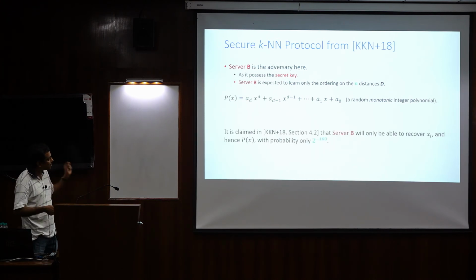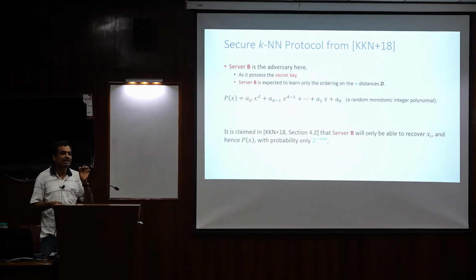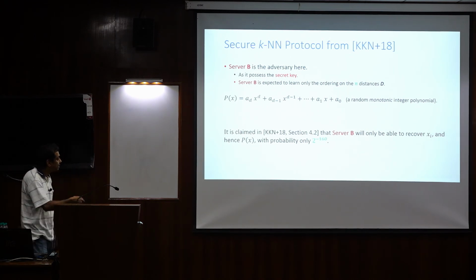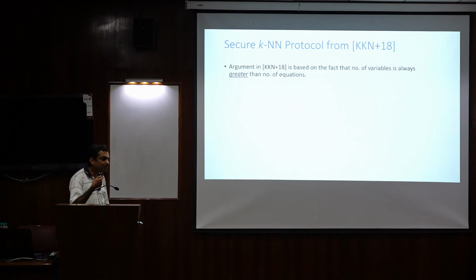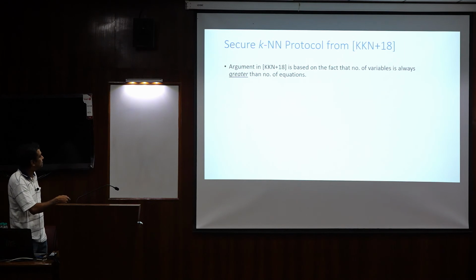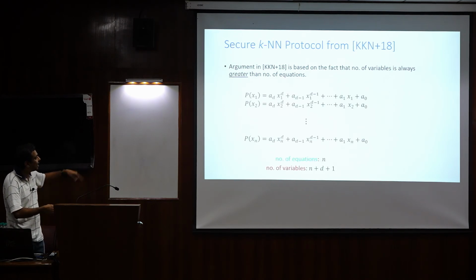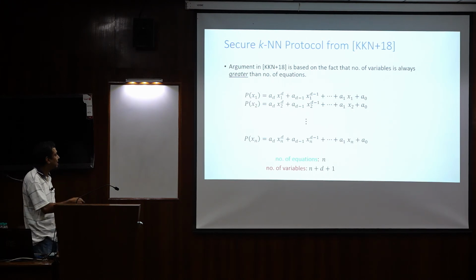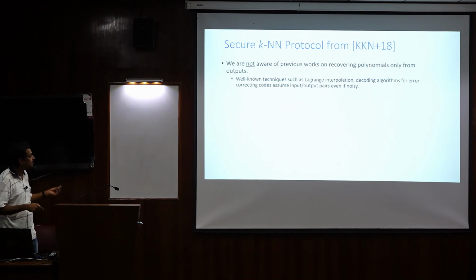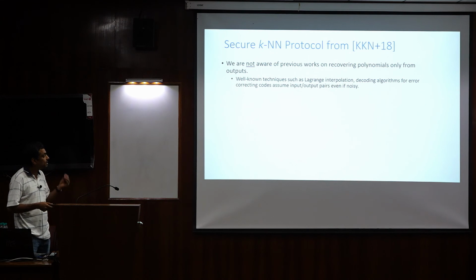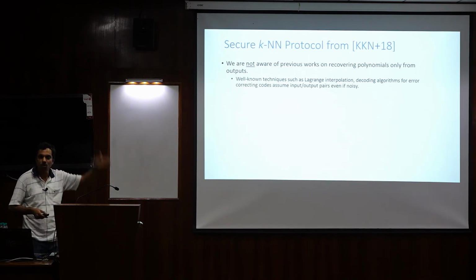It is claimed that server B can recover these values only with a very, very negligible probability. Now what we have shown in this paper is that we can actually recover the polynomial and the x values much more efficiently than what they claim. Their argument is that you have n plus d plus 1 variables and only n equations, so it's very hard to recover the values. Now we are not aware of any technique in previous works which recovers the polynomials given only the output values.